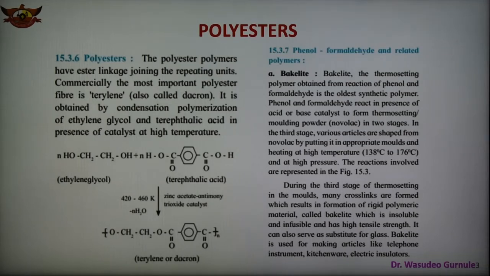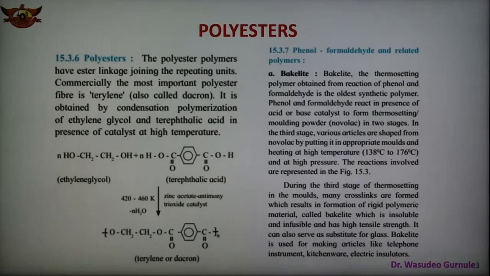So we say that polyester is a polymer having an ester linkage, that is the ester linkage is COO. Some examples: terylene is a well-known example. Another example is glyptal, that is alkyd resin. So here terylene is taken as an example. It is a polymer obtained by the condensation reaction between ethylene glycol and terephthalic acid.